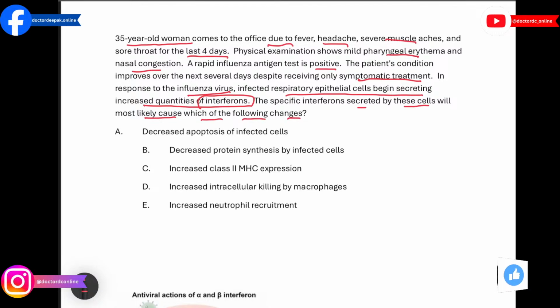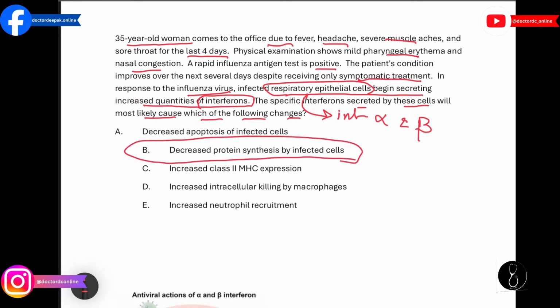Remember, the interferon is secreted by respiratory epithelial cells, and respiratory epithelial cells release interferon alpha and beta. So you have to answer which of the following changes these specific interferons will most likely cause. They will decrease the protein synthesis by infected cells. They will not cause apoptosis. They will not increase MHC class 2 expression. They will not increase intracellular killing by macrophages.